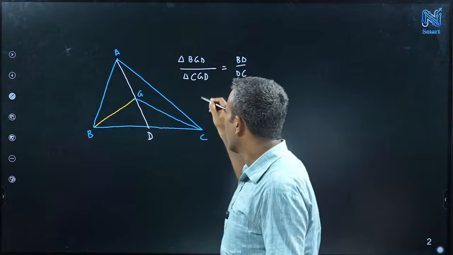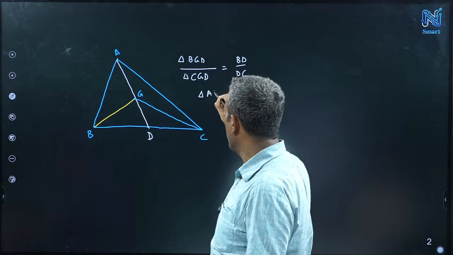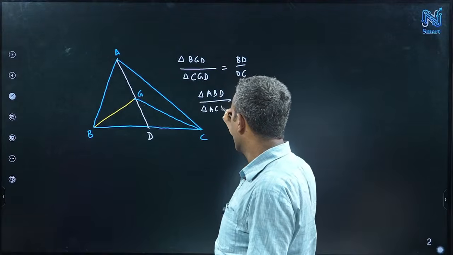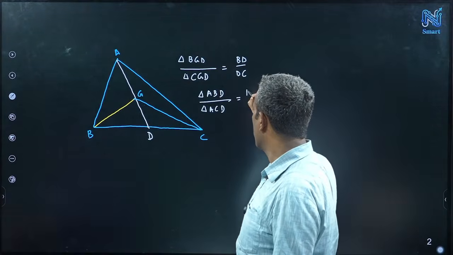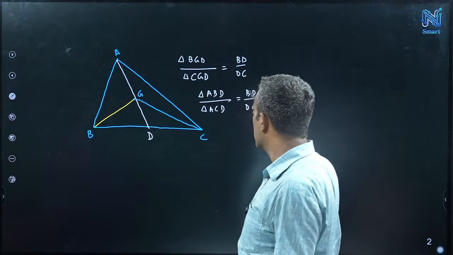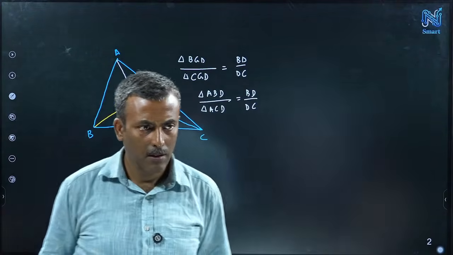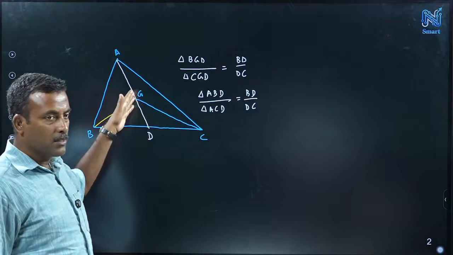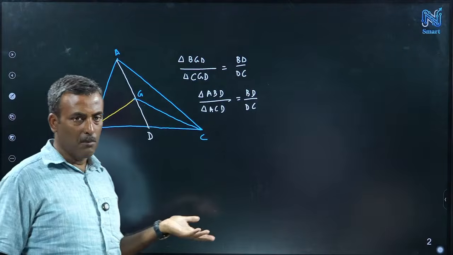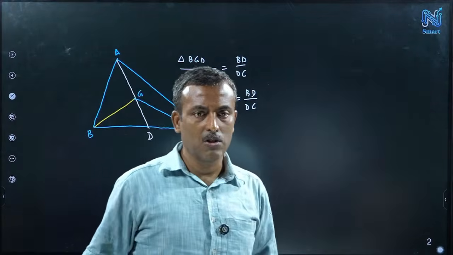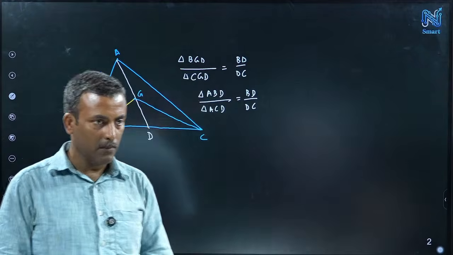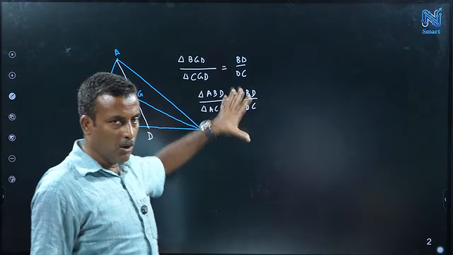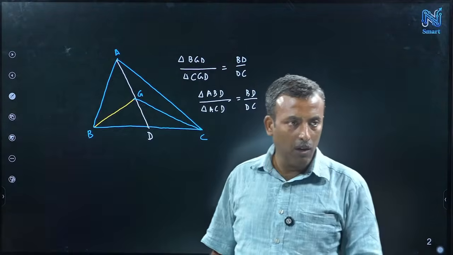Now similarly, area of ABD divided by the area of the triangle ACD is the same, BD divided by DC. Just draw these triangles. It has the same height, so the ratio of the areas is just the ratio of the bases. Now we will use this. This is the most important part, and we will use this several times.